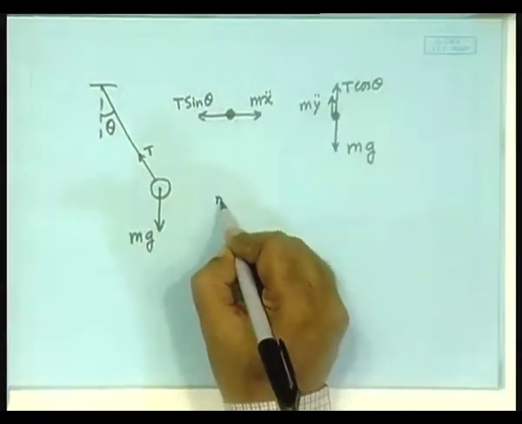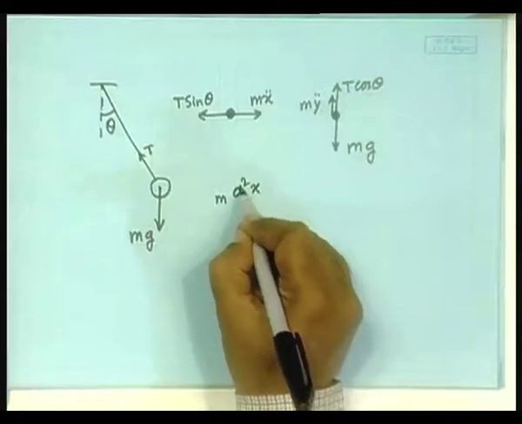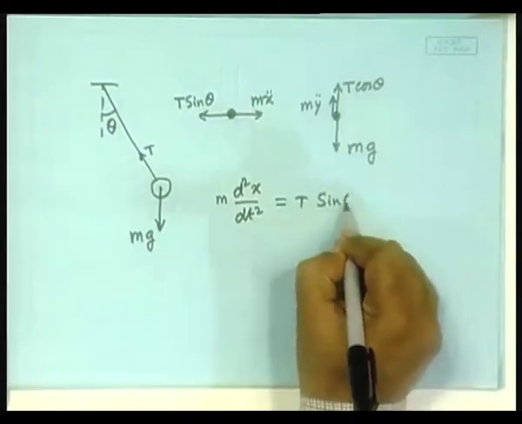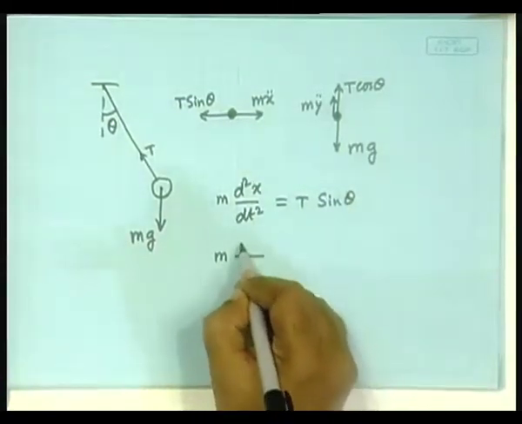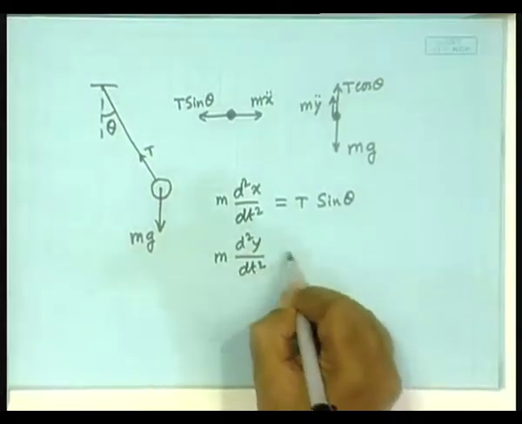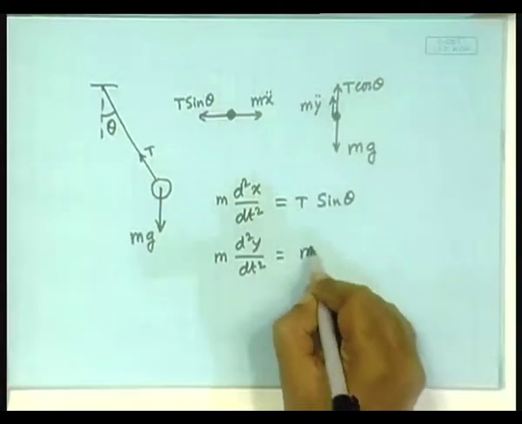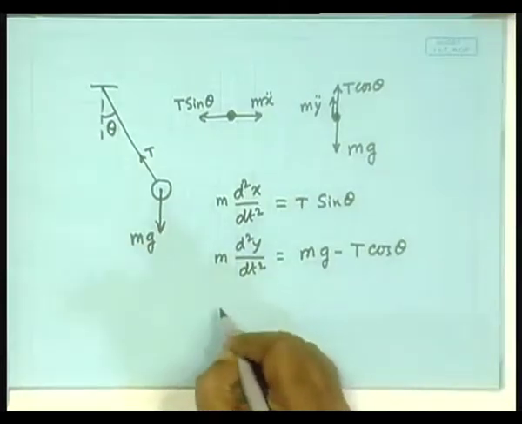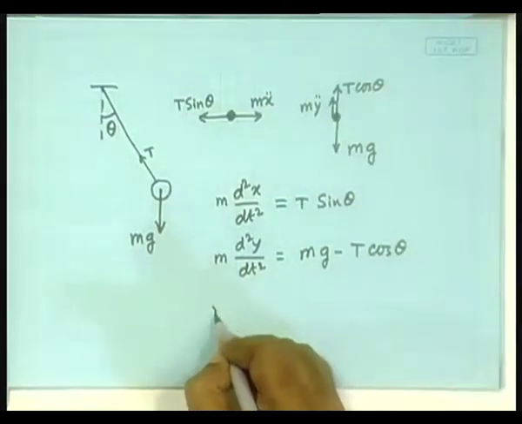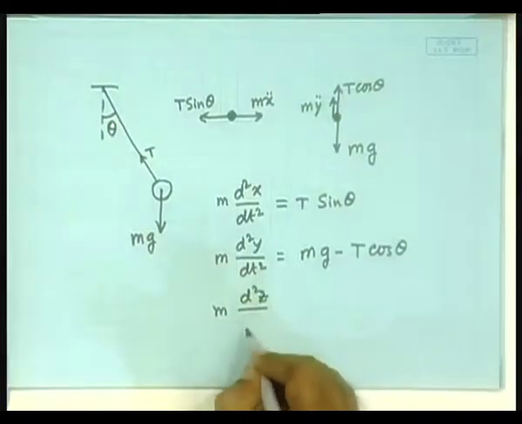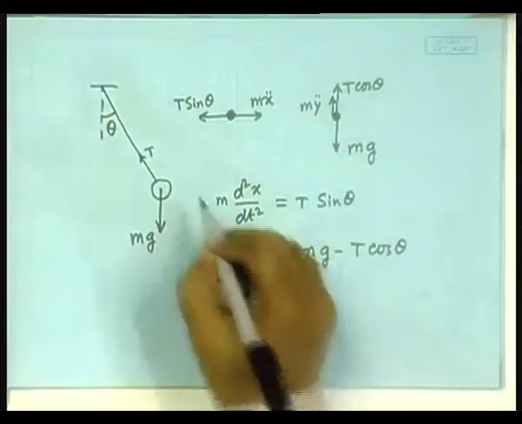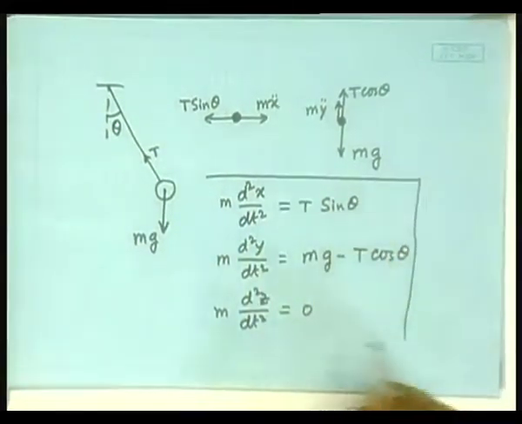So, m d2x/dt2 is equal to T sin theta, m d2y/dt2 is equal to mg minus T cos theta, and in the z direction, m d2z/dt2 is equal to 0. There is nothing working in that direction. So, the Newtonian set of equations are like this.